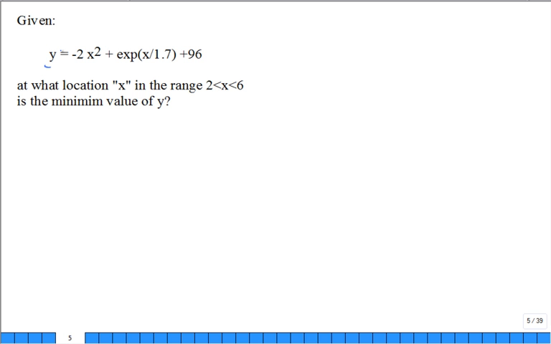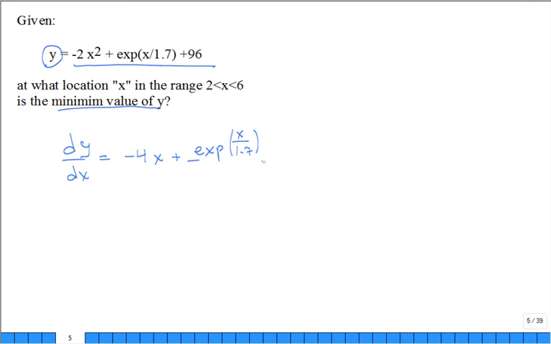Here's another function, y. Find the location x in the range from 2 to 6 that is the minimum value of y. So now we have a minimum. If you say find the location of the minimum value of y, a lot of us in a mathematician type of frame of mind would say, I'm going to find dy dx. True? For this problem, what is dy dx? Negative 4x plus the exponential of x divided by 1.7, all of that over 1.7. True or false?